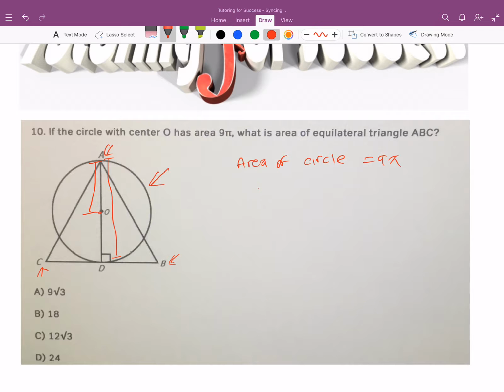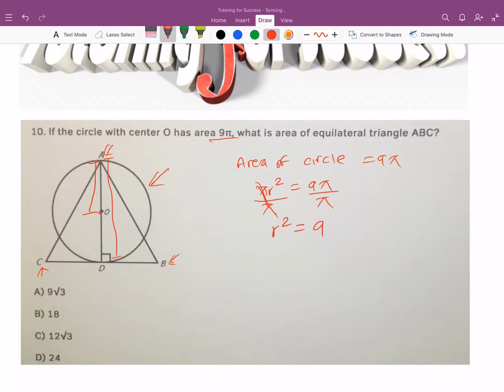The area of a circle is given as pi r squared, which in my case is 9 pi, provided to us right here. I want to isolate r squared by itself because I want to find the radius, so I don't want that pi there. Divide both sides by pi. The pi cancels out, and you have r squared equals 9.